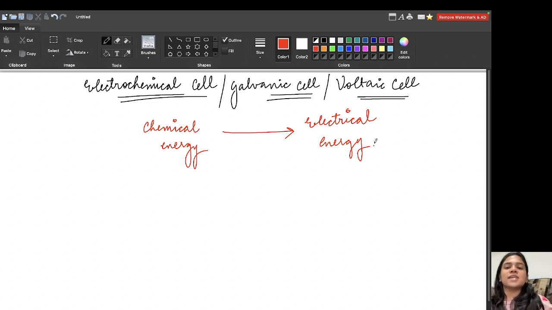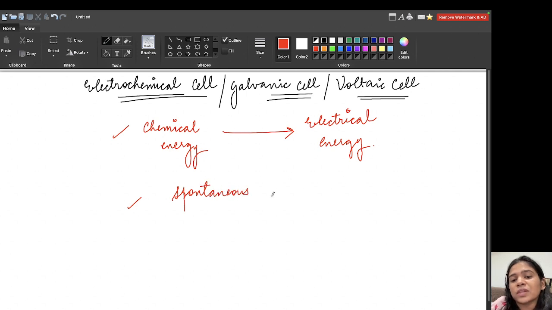Here the chemical energy is getting converted into electrical energy, and this is also a spontaneous reaction. You don't need to make any extra effort to bring out the electricity. If you have studied thermodynamics, you must know that for any spontaneous reaction, delta G is less than 0. If you don't know, don't worry about it. We'll cover thermodynamics in the next videos. So just remember, the electrochemical cell, also called a galvanic or voltaic cell, converts chemical energy into electrical energy. It is a spontaneous reaction, and there are many different kinds of electrochemical cells.